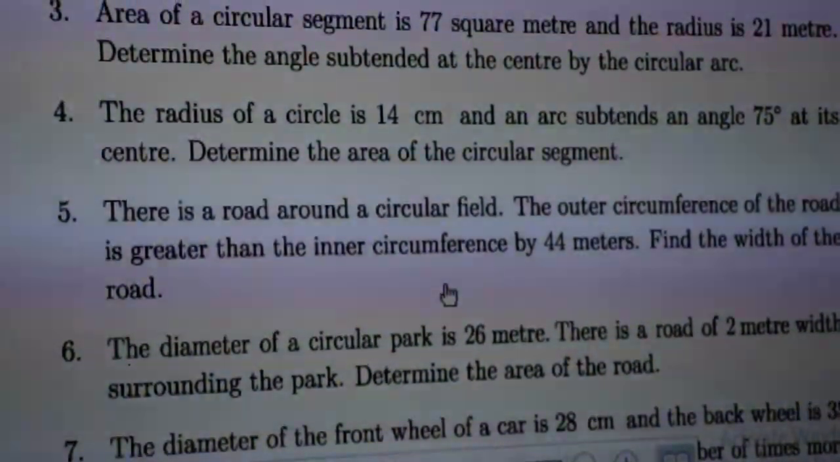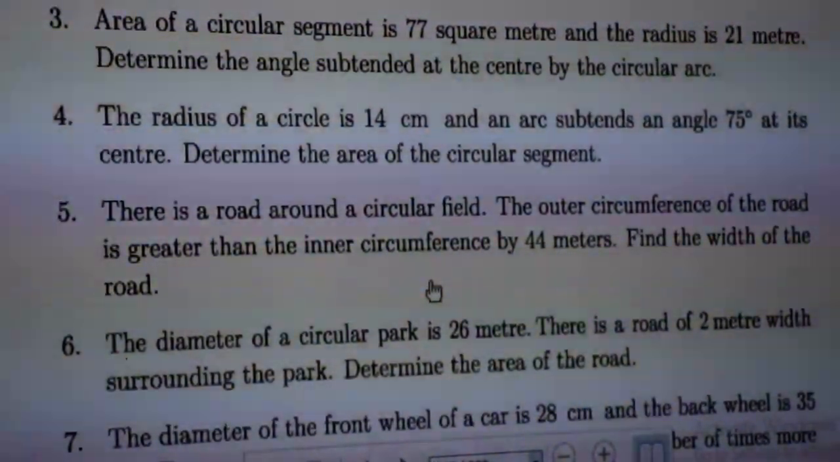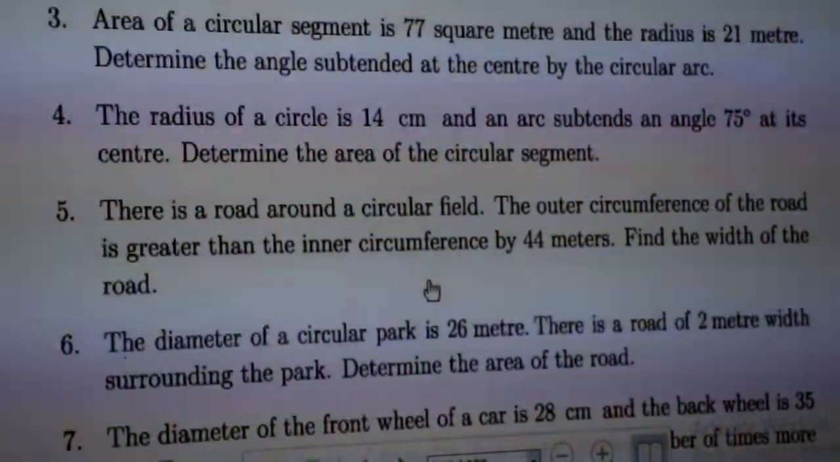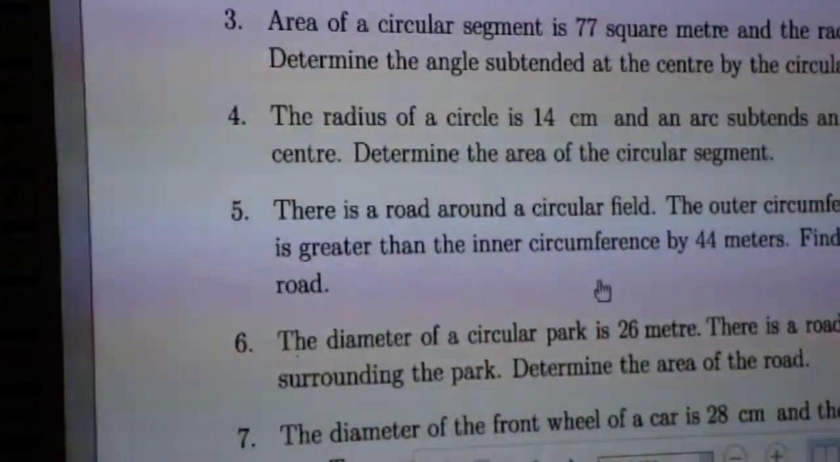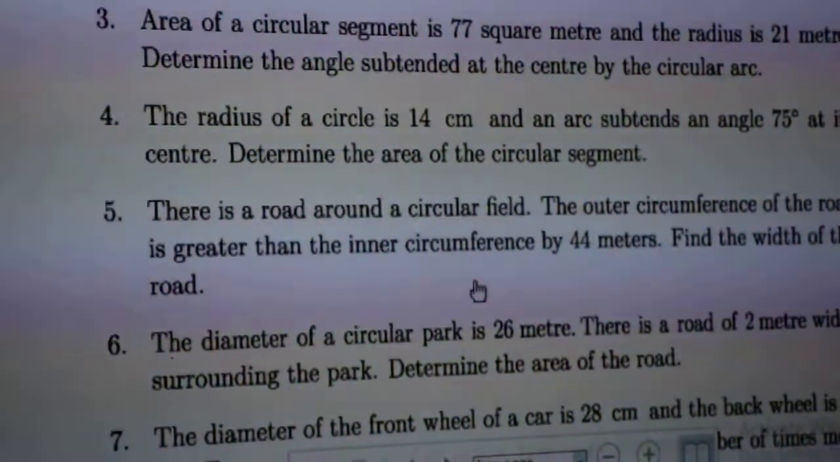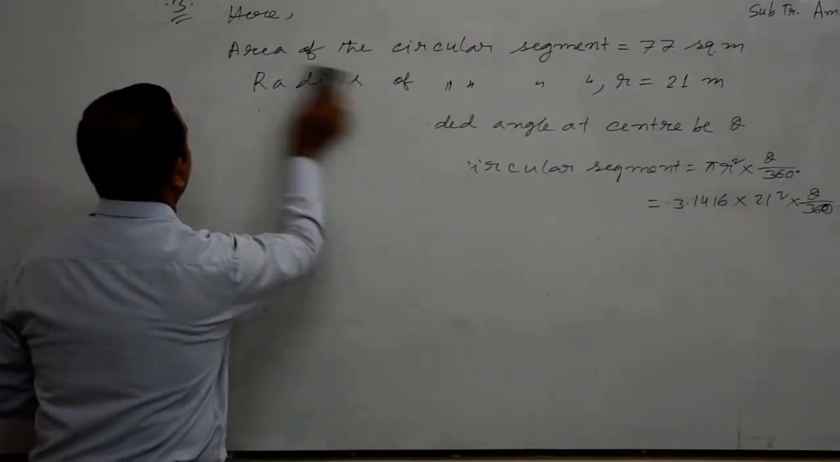What is given in question number 4? The radius of the circle is 14 cm and arc subtends an angle 75 degree at its center. Question is, determine the area of the circular segment. So try to understand which things are given and which things is wanted.